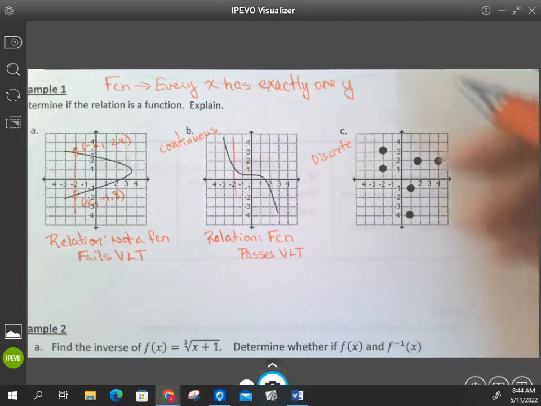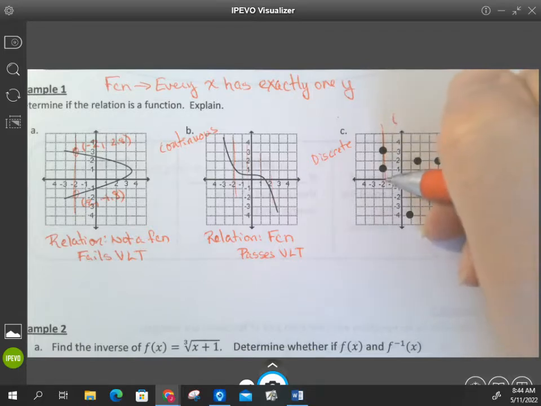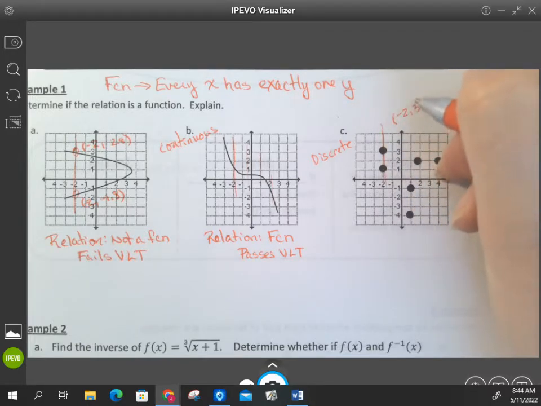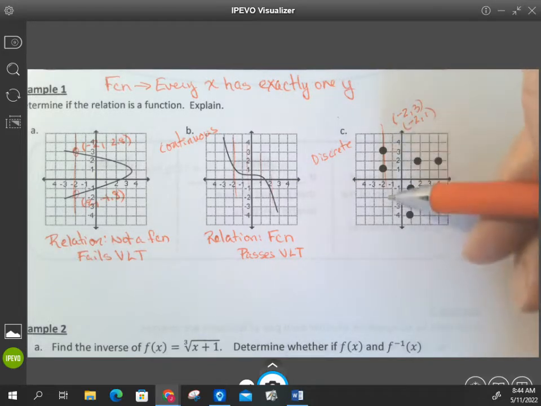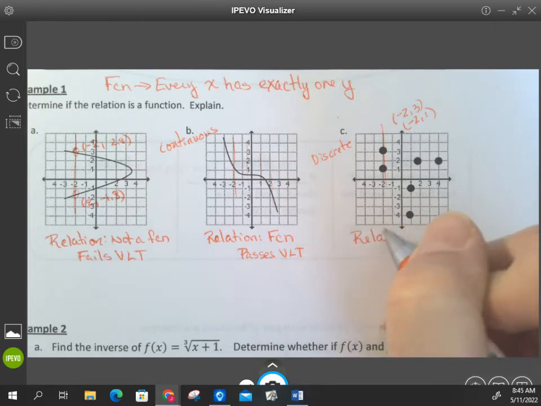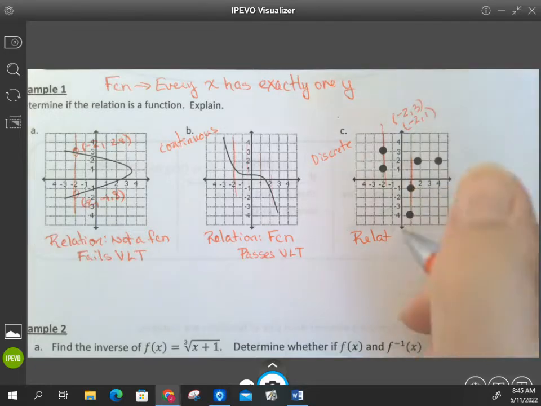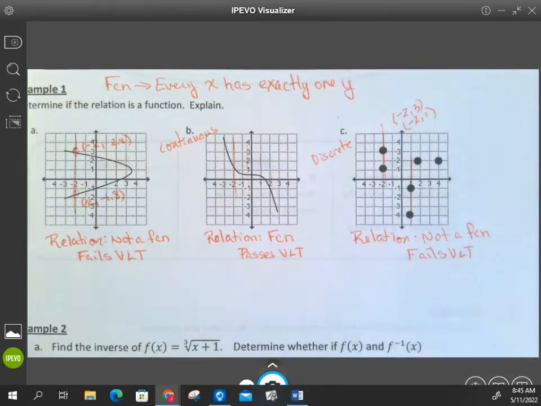Now, do you see as soon as I try drawing a vertical line right here, I get the point of what? -2, 3, but I also get a point of -2, 1. So this is not a function. It fails a vertical line test. Would it have failed the vertical line test anywhere else? Yeah, right here. X is 1, it has 2 y values. So the relation here is not a function, and it's not a function because it fails the vertical line test. You have to be able to back up everything you're going to say.